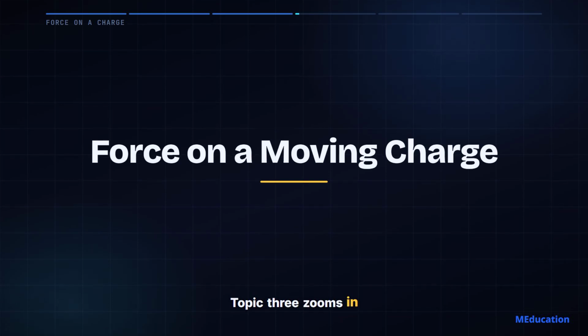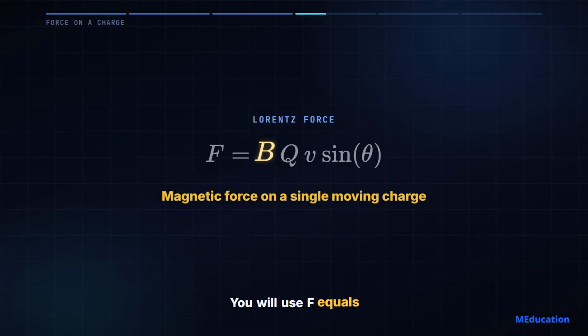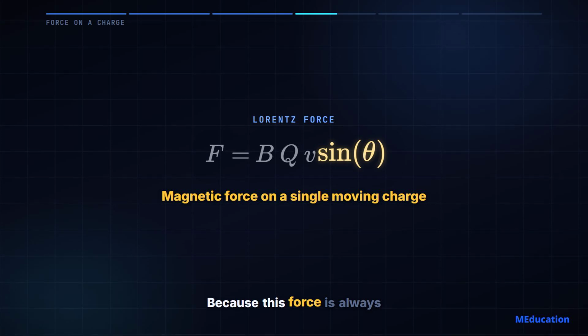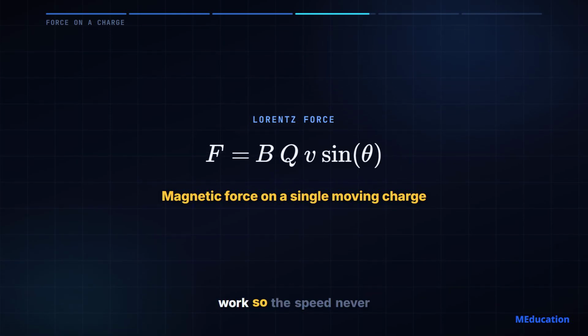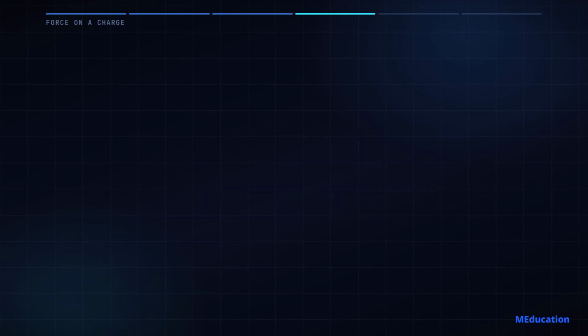Topic 3 zooms in. We move from a whole wire to the force on a moving charge. How does a magnetic field alter the microscopic path of a single moving particle? You will use F equals BQV sine theta to find the force. Because this force is always perpendicular to the velocity, it acts as a centripetal force. The magnetic field can change the direction of the particle, forcing it into a circular orbit, but it does zero work, so the speed never changes.